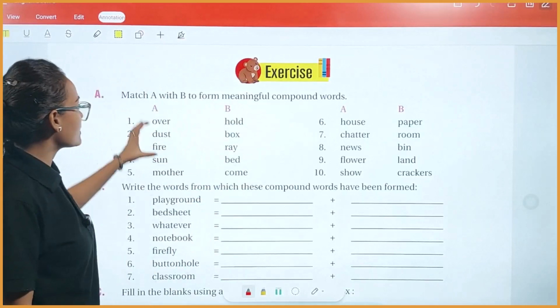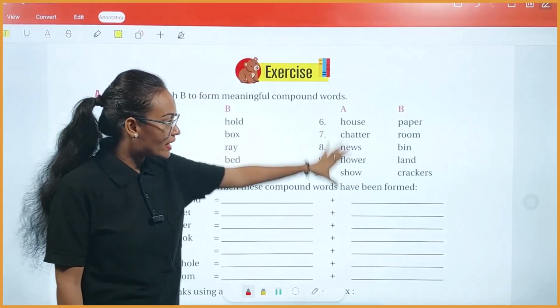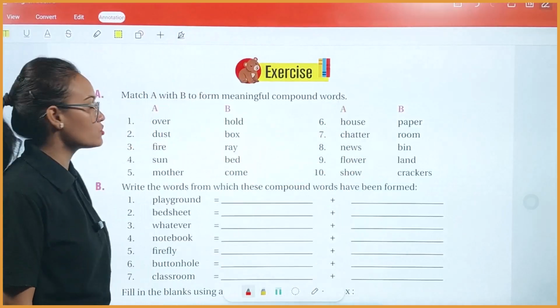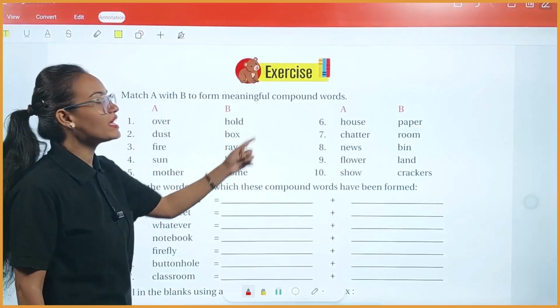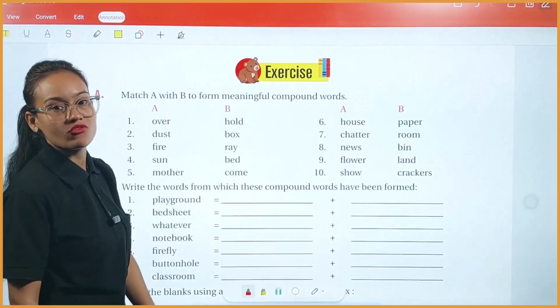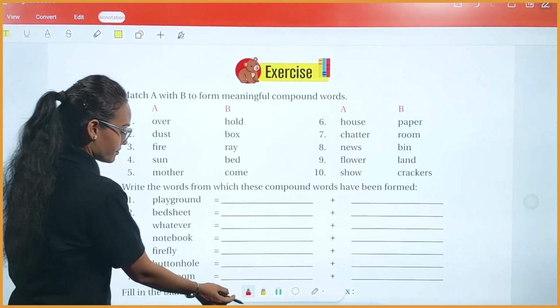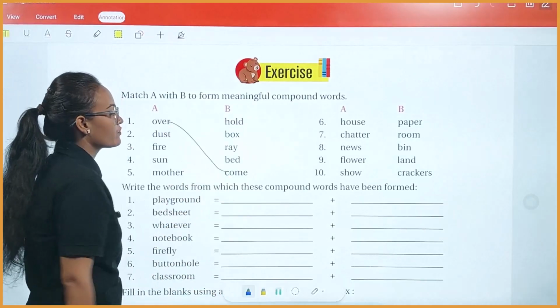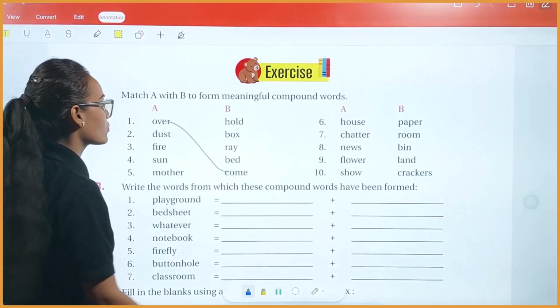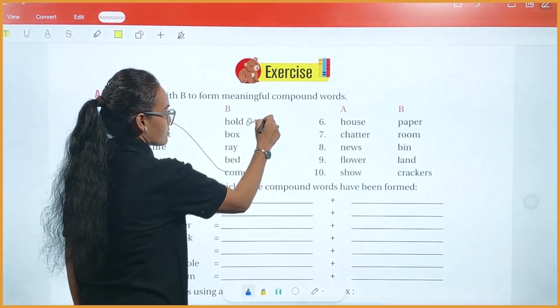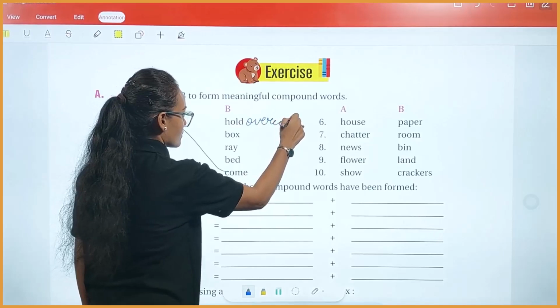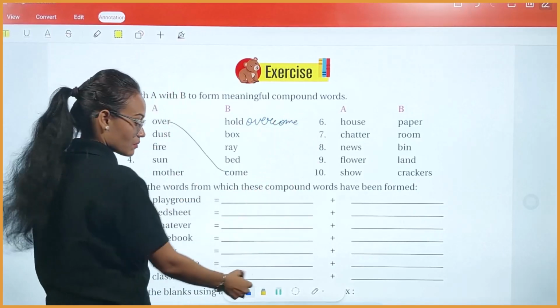Here you can see A column and B column. What you are going to do is match A with B, again A with B, to form a meaningful word. Like over. Over is going to be matched with come. It will become your overcome. Like this.